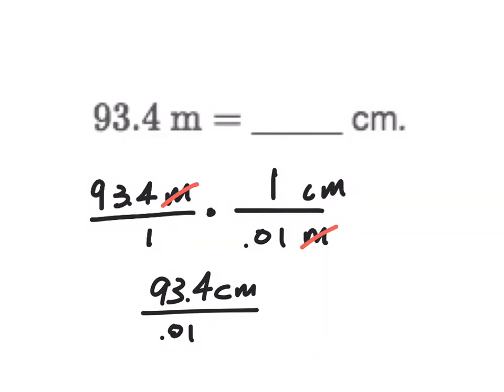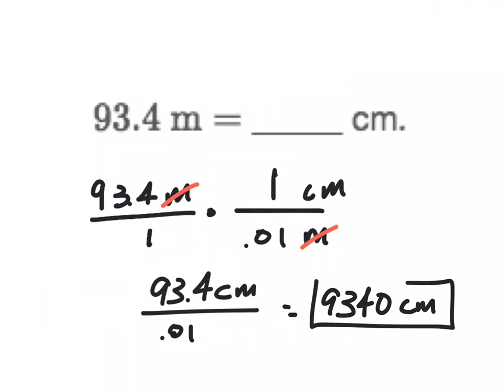You can kind of just disregard those ones after a while and just divide the numbers that are actually there. So if I take 93.4 and divide it by 0.01, that's going to give me 9,340 centimeters. And that's what we've got.